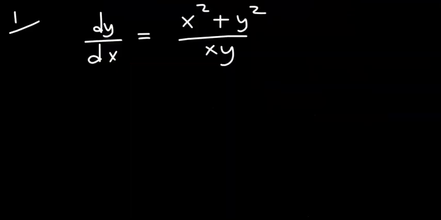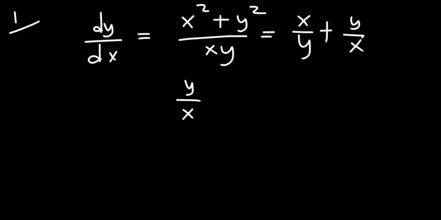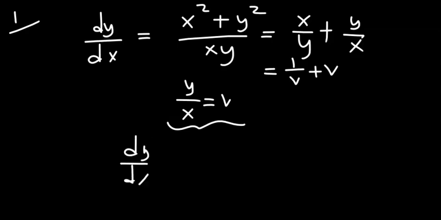Example 1. Let's look at the following differential equation. The right hand side can simply be reduced to the following form: x over y plus y over x. If you let y over x be v, the right hand side is just 1 over v plus v, and the equation has been reduced into a homogeneous form. As we have seen before, from this substitution, we know that dy dx is just v plus x dv dx.